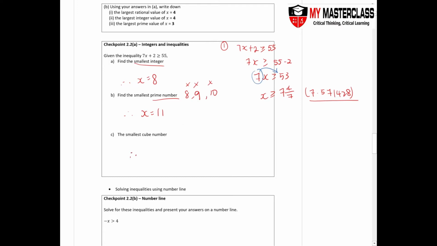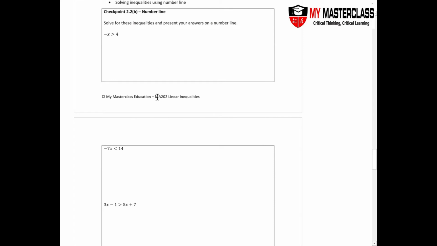Then you have the smallest cube number, which is x equals 8. Now, what's a cube number? You can press your calculator. Cube numbers are basically numbers that can be cube rooted, which means 2 to the power of 3 will give you 8. So what's the closest and the smallest? Definitely it will be 8 in this case. Now let's take a look at 2.2 part B.